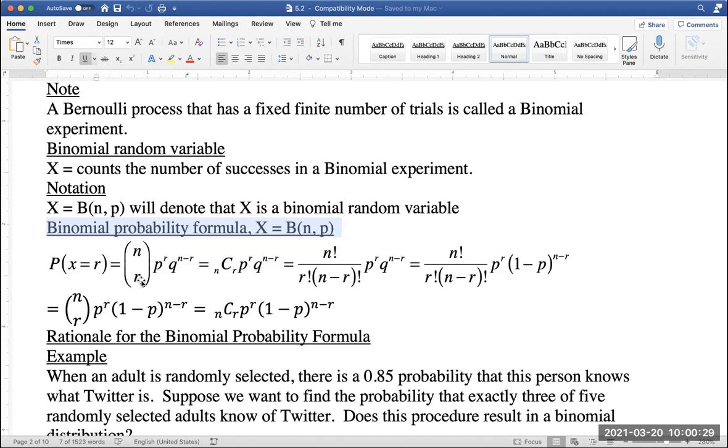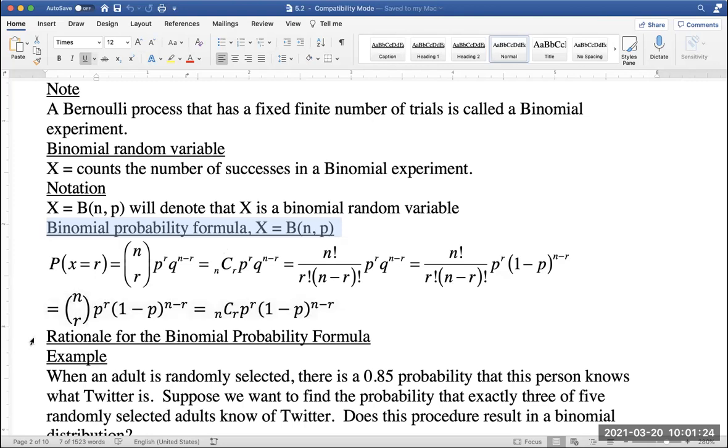I can write it as a binomial coefficient, or in the nCr notation, or I can write it in the factorial definition, n factorial over R factorial times n minus R factorial. Or I can write Q as 1 minus P. So it's likely that you'll see the binomial formula written in any of these 2, 4, 6 different ways. I'll probably mostly use the nCr, P to the R, Q to the N minus R.